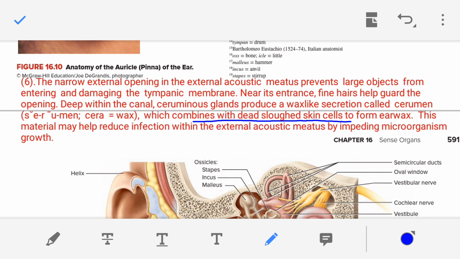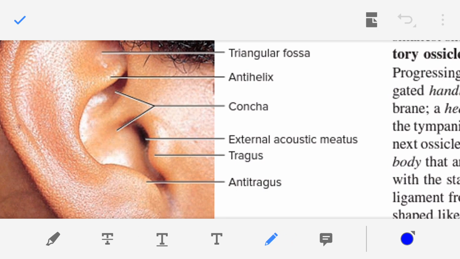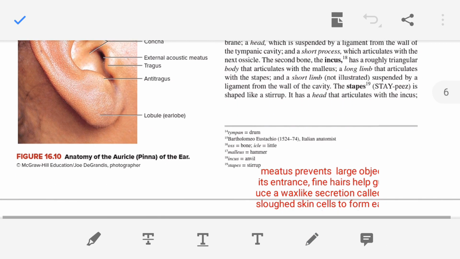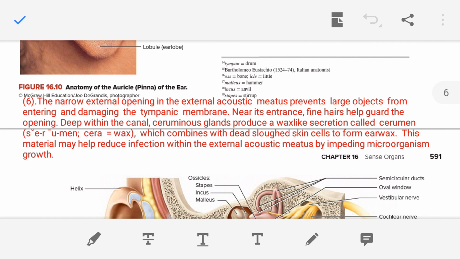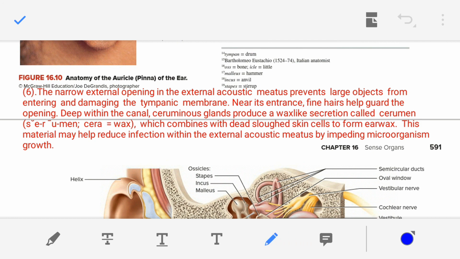So on the inner epithelium, for example over here, this is the canal. And this epithelial cell layer, from time to time the cells are sloughed off. So the dead sloughed skin cells together with cerumen form earwax. So what is earwax? Cerumen plus dead sloughed skin cells.